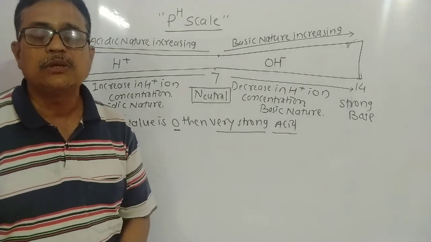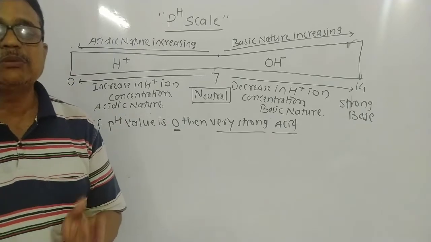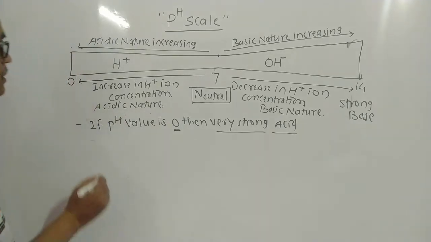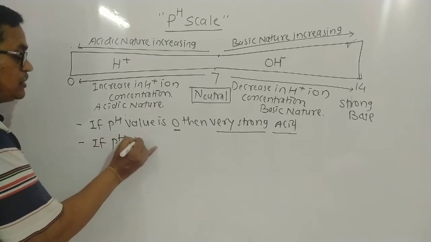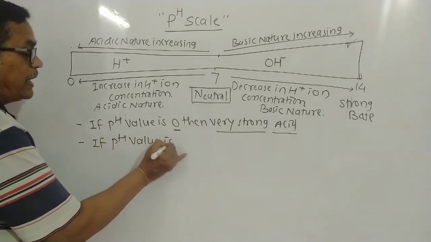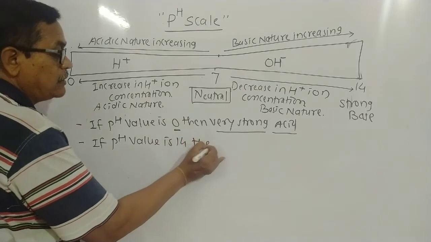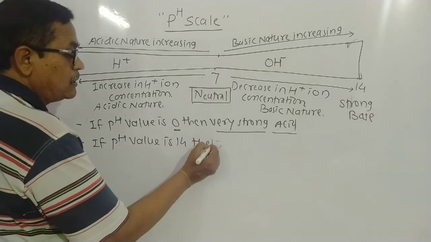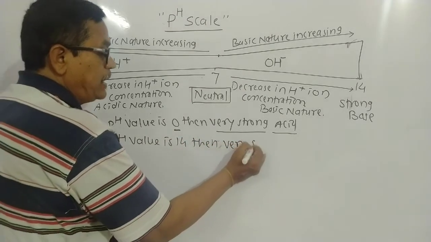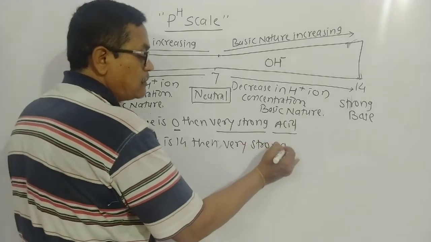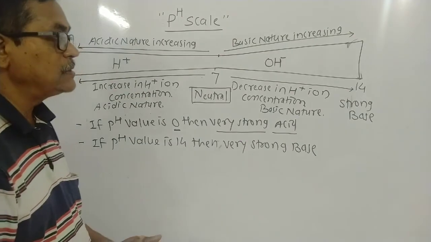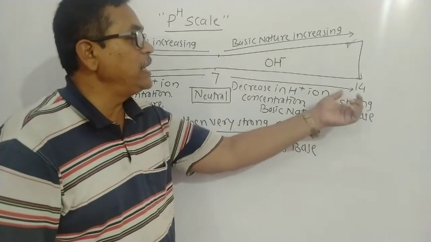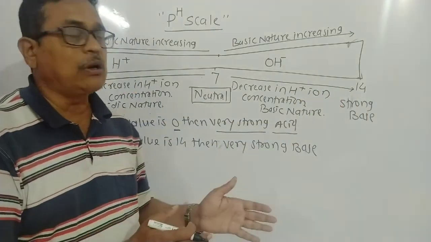If it is 14, 13, 12, they are strong bases. If it is 7.1, 8, 9, they are weak bases. Means in this way, look here, the hydrogen H positive ion concentration increases from 7 to 0. Starting from 7 to 0, the hydrogen ion concentration increases, hence the acidic nature increases.